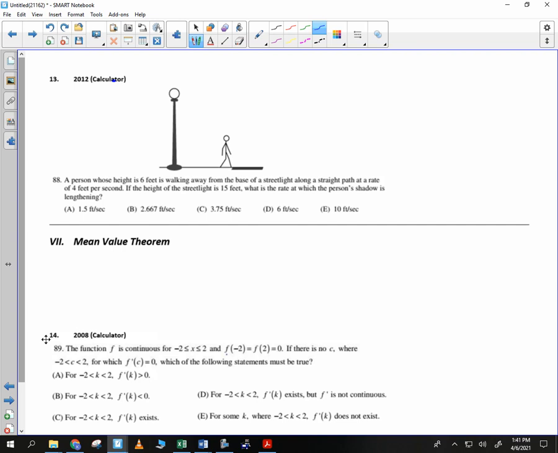A person whose height is 6 feet is walking away from a street lamp that is 15 feet tall, and he's walking away at a rate of 4 feet per second. The question is, at what rate is the distance of his shadow changing? Does that problem look familiar? It should. So instead of you just staring at it, do you remember the setup for this kind of problem? Somebody, please.